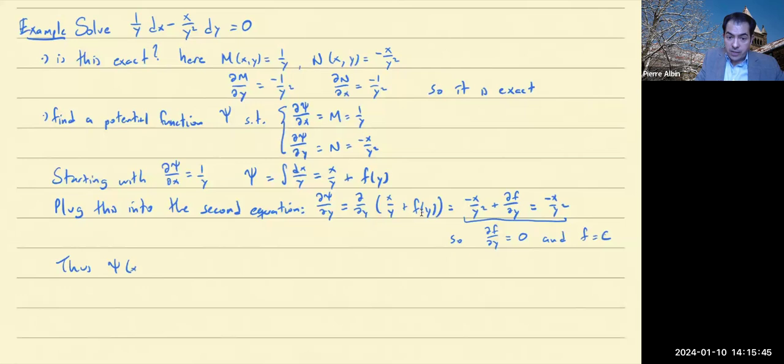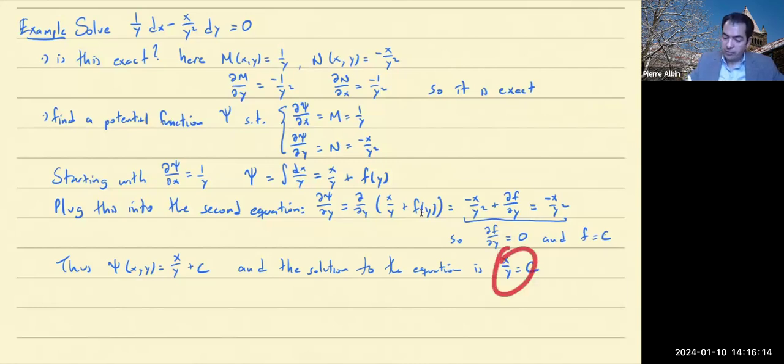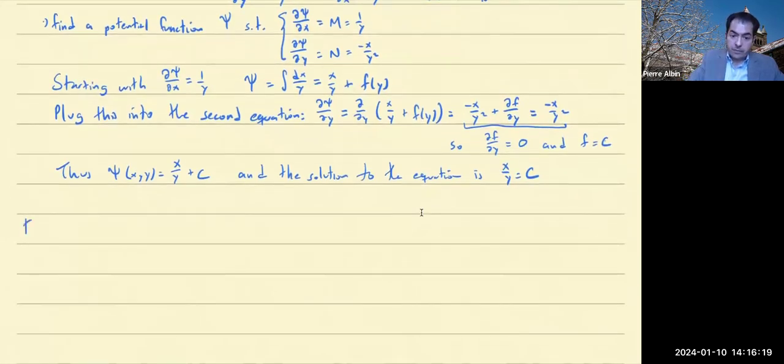So what does that tell us about psi? Psi is x over y plus some constant, and the solution to the equation is x over y is a constant. And in this case, of course, it would be very easy to solve for y. Let's do an example where it wouldn't be so easy to solve for y, and we only have the implicit solution.